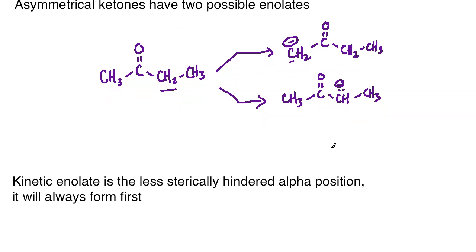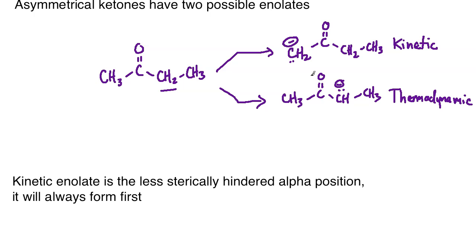But before I talk about that, I want to label these because they are known as two different types. This is the kinetic enolate. Okay, we'll talk about why in just a second. And then this one down here would be known as the thermodynamic enolate. Okay. And the term thermodynamic is stemming from the fact that the energy of this enolate is going to be lower and more stable than that of the enolate up top, the kinetic enolate.